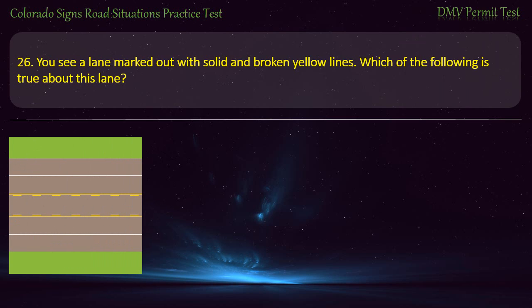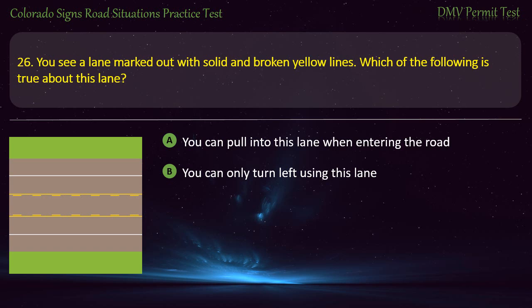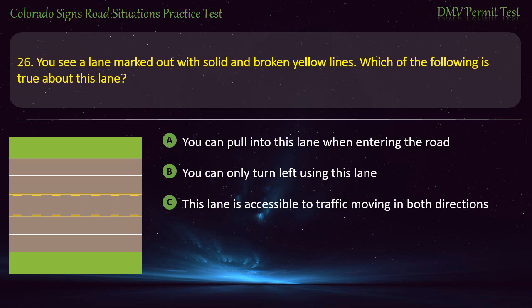Question 26. You see a lane marked out with solid and broken yellow lines. Which of the following is true about this lane? You can pull into this lane when entering the road. You can only turn left using this lane. This lane is accessible to traffic moving in both directions. All of the above. Answer. All of the above.